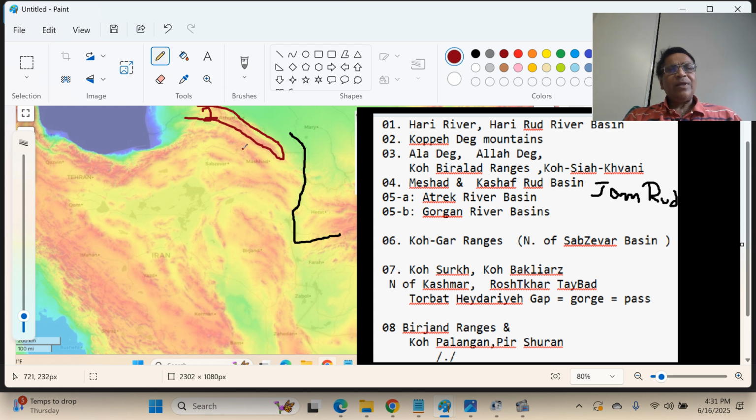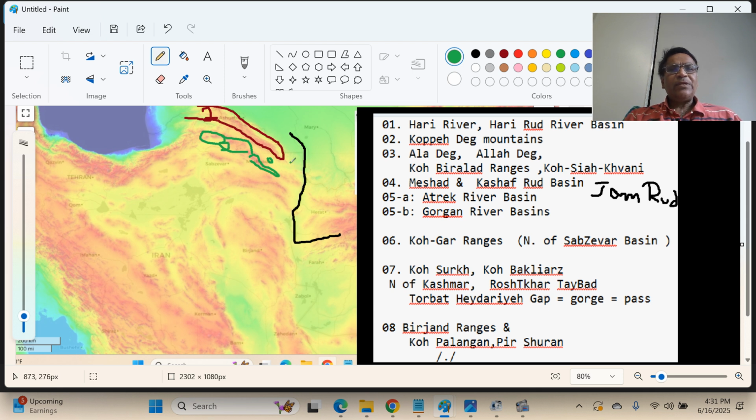This part is the Aladeg mountains. You can say roughly the Mashhad city will be somewhere here, and that is the Aladeg mountains, and further eastern part, the Arc. So these are the Binalud mountains, right? And there are mountains called Shah Jahan, Kuhani, and so on. So these are number 3.